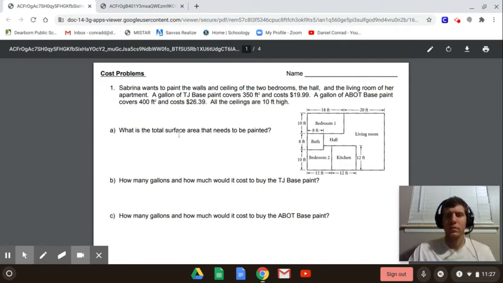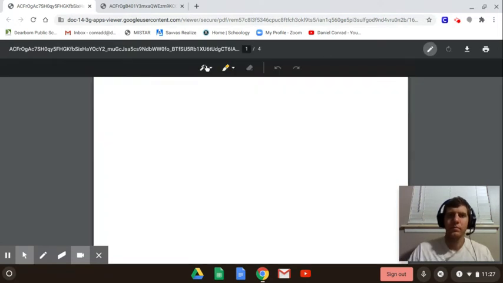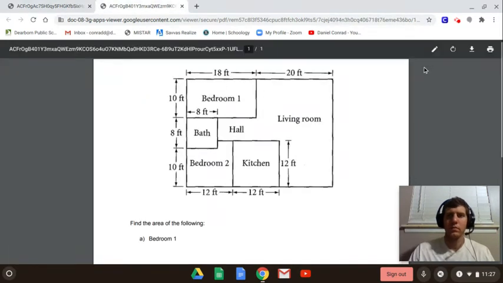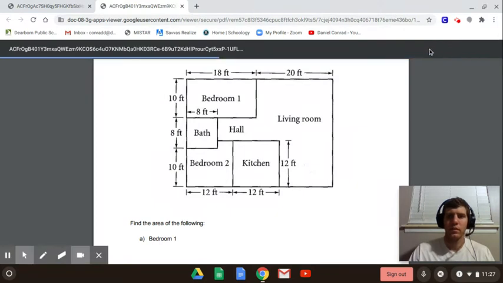So first thing we need to do is find the surface area that needs to be painted. That means we need to find the surface area of the 2 bedrooms and the hall. So what I'm going to do here is go over to a separate page that had a breakdown of problem 1. Okay, so I'm going to jump over to this page here. It was not on the pen ready to go, but that's all right.